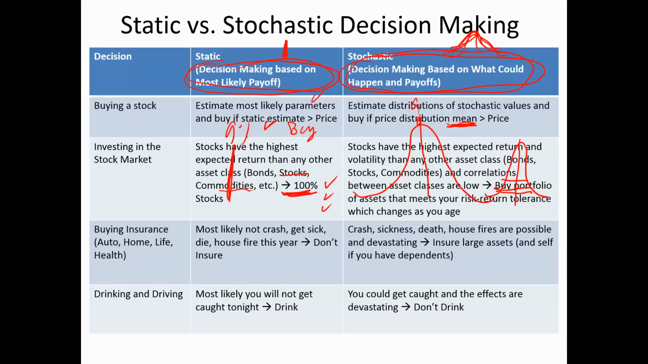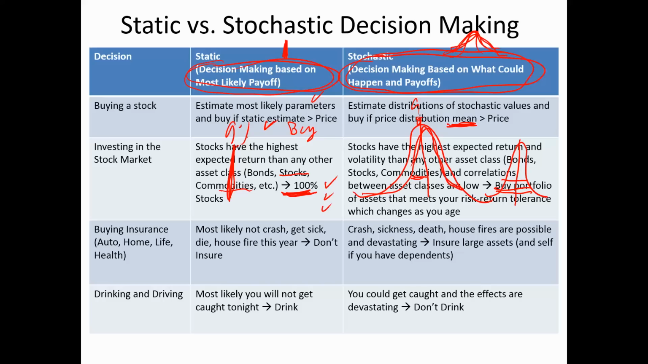Also, if you only care about mean, you don't care about diversification. By adding stocks, bonds, and bills together and the relatively low correlations, I can narrow these gaps. I'm going to reduce my return a little bit by adding bonds and bills to my portfolio. However, I'm going to greatly reduce the risk.